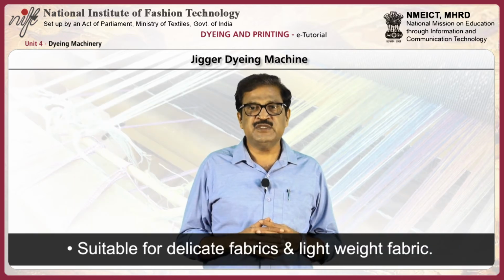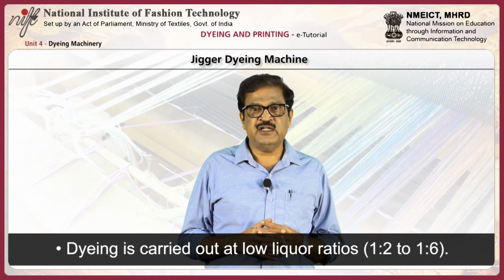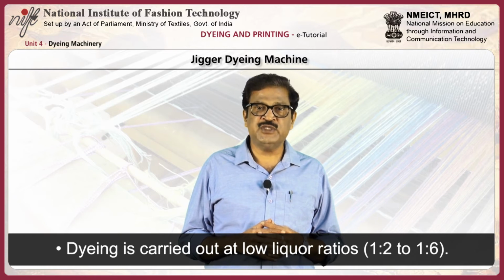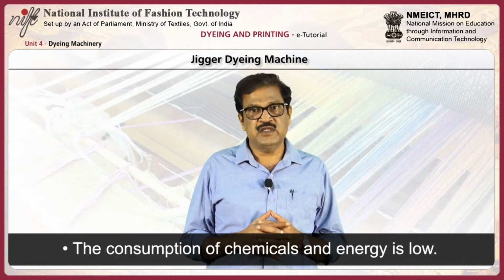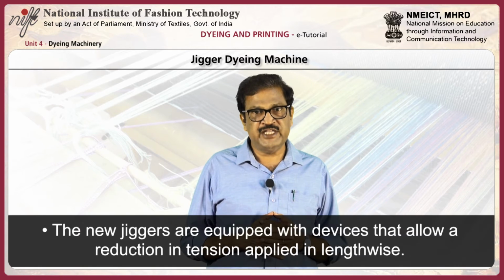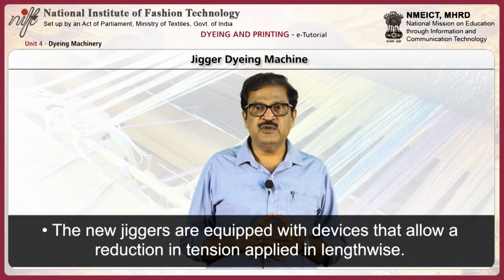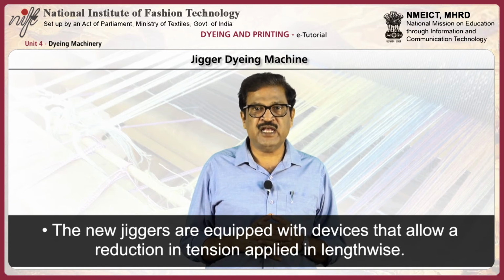This machine is suitable for delicate fabrics and lightweight fabrics. Dyeing is carried out at low liquor ratios, 1:2 to 1:6. The consumption of chemicals and energy is lower than in winch dyeing machines. The new jiggers are equipped with devices that allow a reduction in the tension applied in the lengthwise direction.